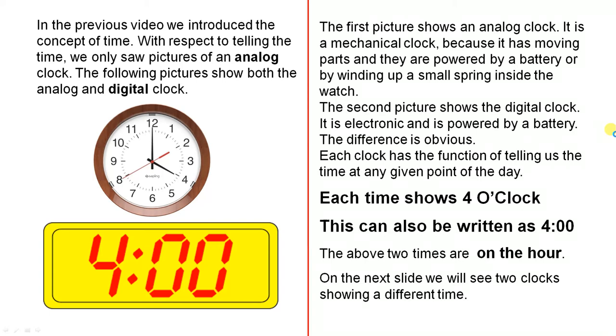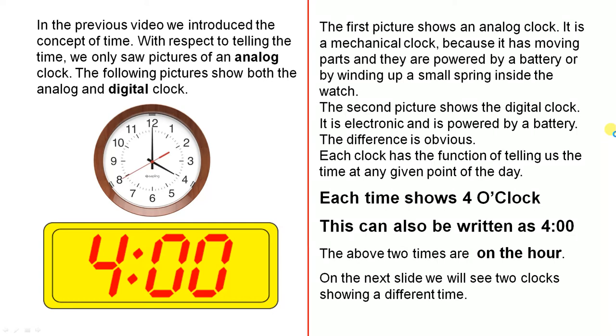The first picture shows an analog clock. It is a mechanical clock because it has moving parts and they are powered by a battery or by winding up a small spring inside the watch. The second picture shows the digital clock. It is electronic and is powered by a battery.